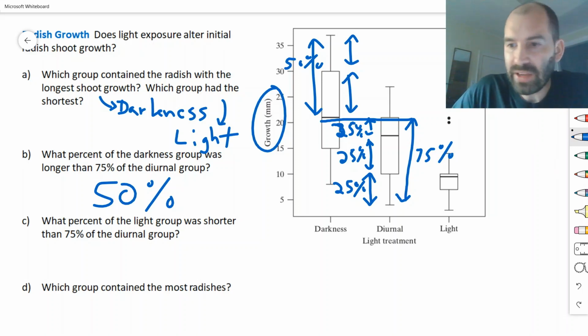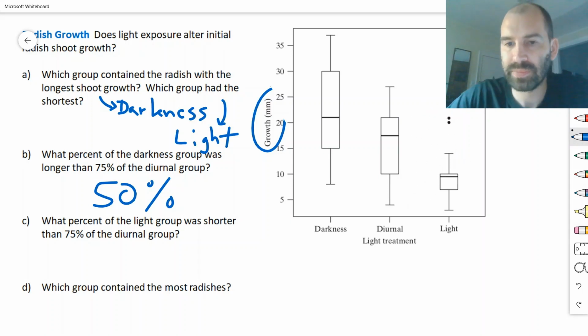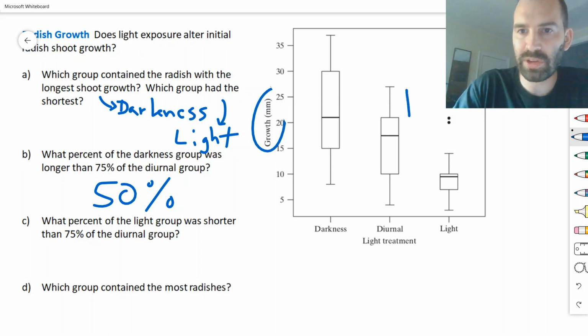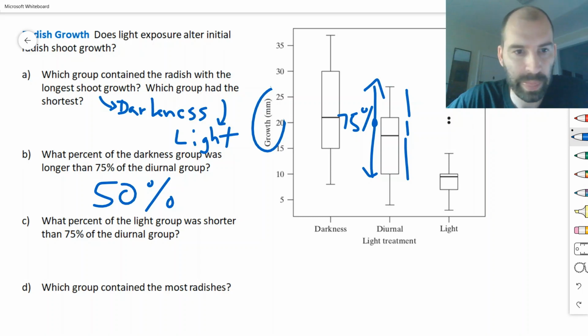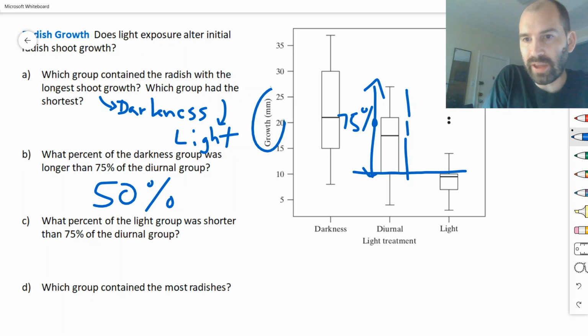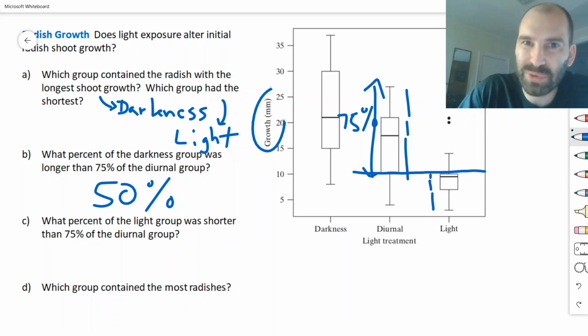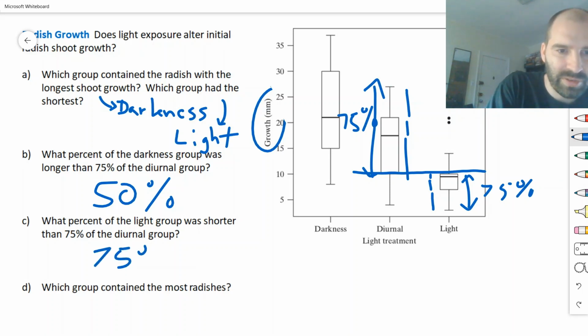Part C, what percent of the light group was shorter than 75% of the diurnal group? Shorter than means below 75% of the diurnal group. Okay, so this is 25%, this is 25%, and this is 25%, which means that this is 75% of the top shoot growths for the diurnal group. What percent of the light group was shorter than that? Well, look, this is 75, 75, and 75. 25, 25, 25. So this much is 75. 75%.